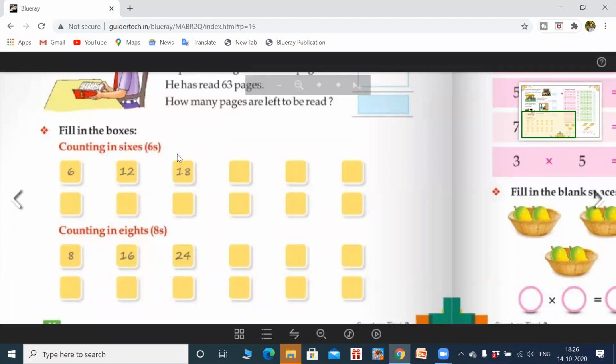Now counting in 6. You have to say 6 ones are 6. 6 table you know? 6 twos are 12. 6 threes are 18. 6 fours are 24. 6 fives are 30. 6 sixes are 36. 6 sevens are 42. 6 eights are 48. 6 nines are 54. 6 tens are 60. Then 6 elevens are 66.